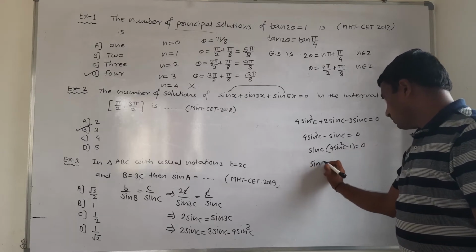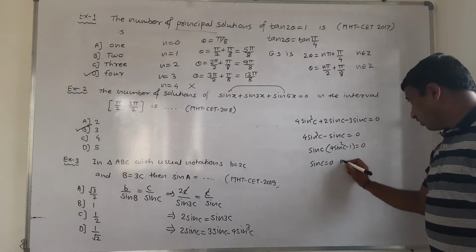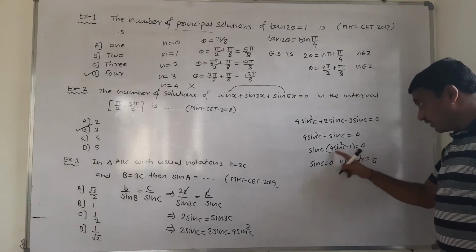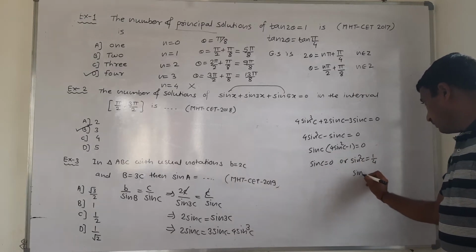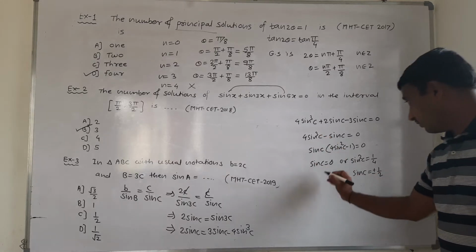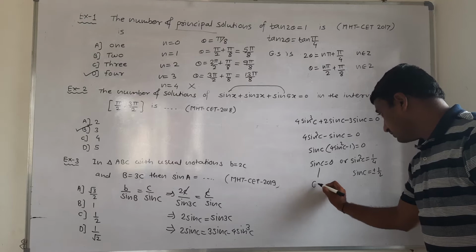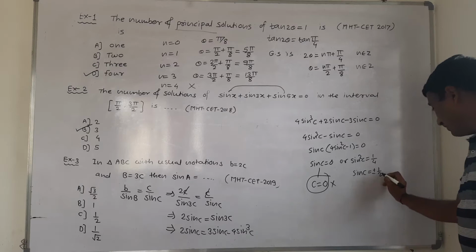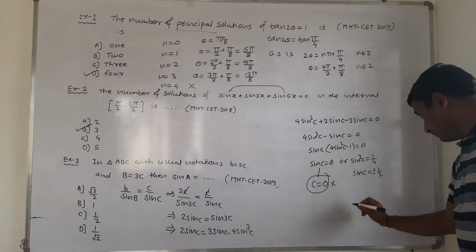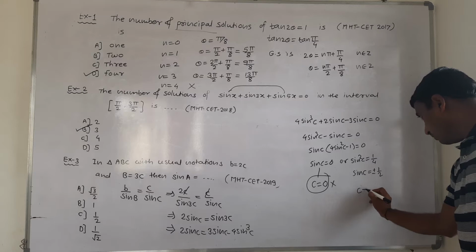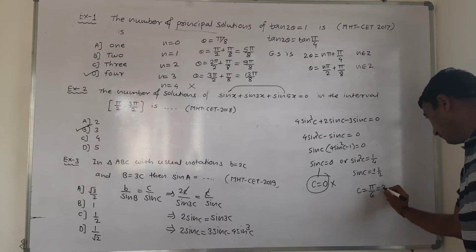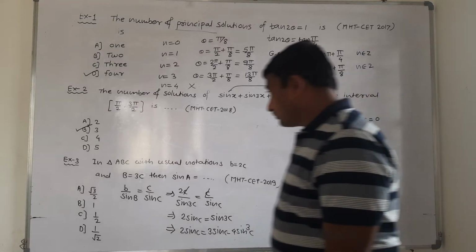Therefore sin C is equal to 0, or sin square C is equal to 1 by 4. Minus 1 transfer, plus 1, divide by 4. Therefore sin C is equal to plus or minus 1 by 2. Now it is a triangle, therefore sin C is equal to 0 implies angle C is equal to 0. Therefore it is not possible. Sin C is equal to plus or minus 1 by 2, so sin C is equal to 1 by 2. Therefore I write C is equal to pi by 6, that is 30 degree.